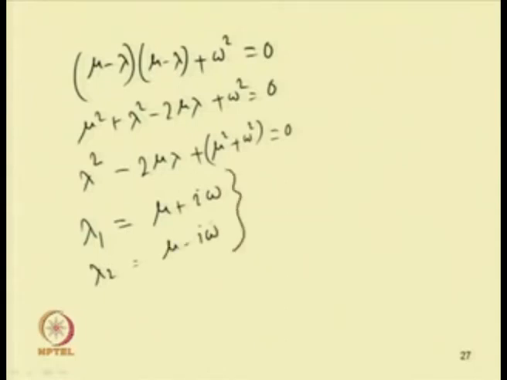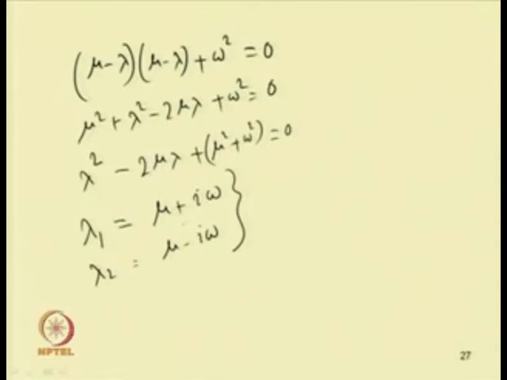So, in this case one can observe by changing this control parameter mu. For mu equal to 0, this lambda 1 and lambda 2 will have real part equal to 0, but it will retain the imaginary part. So, the system will vibrate with a frequency of omega at that point. So, this lambda 1 becomes mu plus.